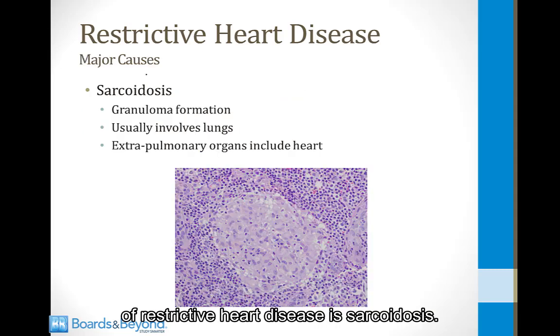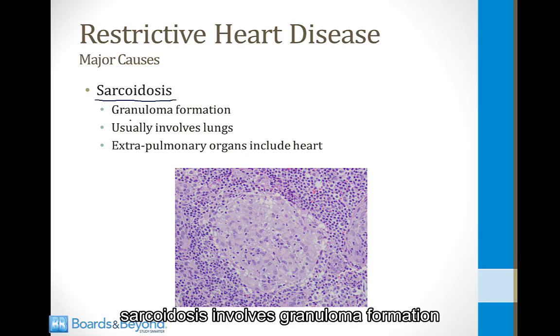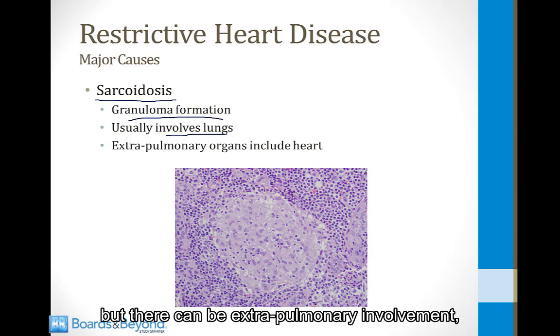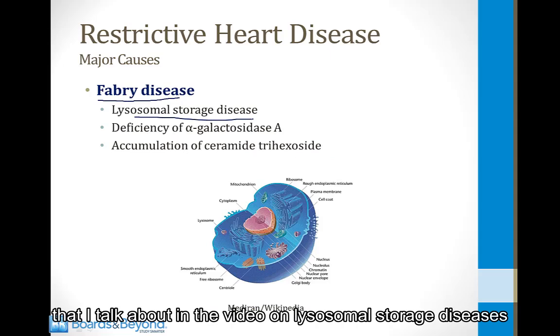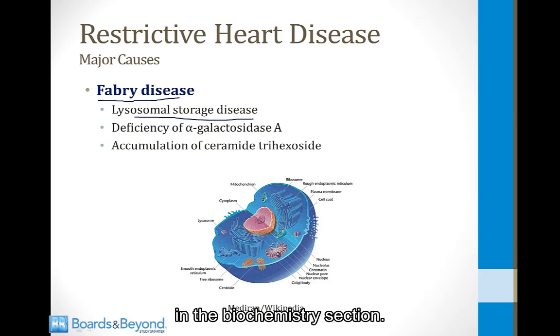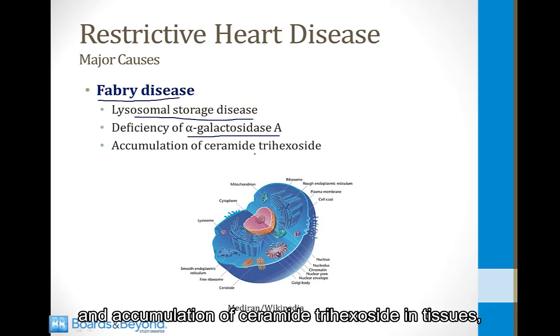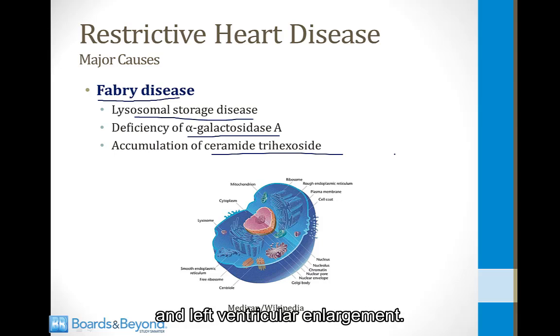Another potential cause of restrictive heart disease is sarcoidosis. I have a video on sarcoidosis in the pulmonary section, but by way of review, sarcoidosis involves granuloma formation that usually involves the lungs, but there can be extrapulmonary involvement, including in the heart. Fabry disease I mentioned before, it's a lysosomal storage disease that I talk about in the video on lysosomal storage diseases in the biochemistry section. It's caused by a deficiency of the enzyme alpha-galactosidase A, an accumulation of ceramide trihexoside in tissues, and it can involve the heart, and it classically involves restrictive heart disease and left ventricular enlargement.